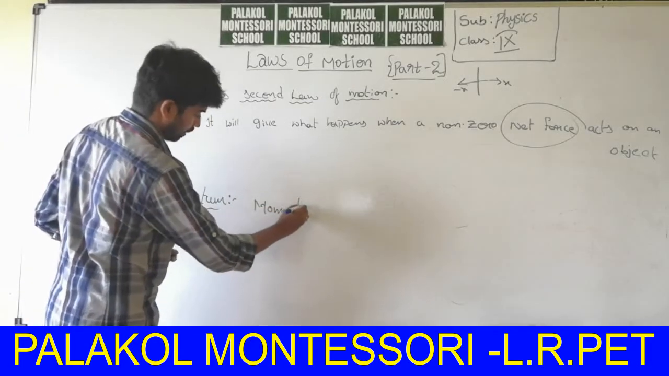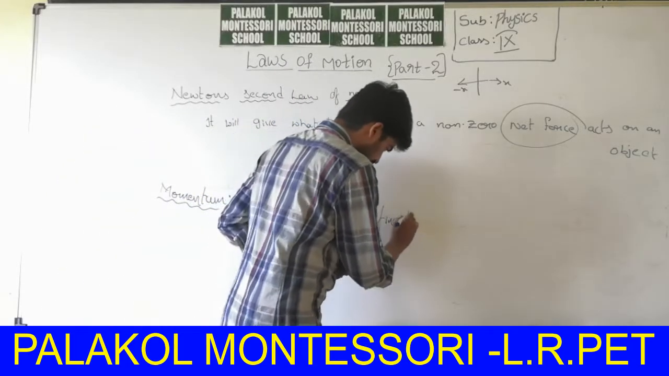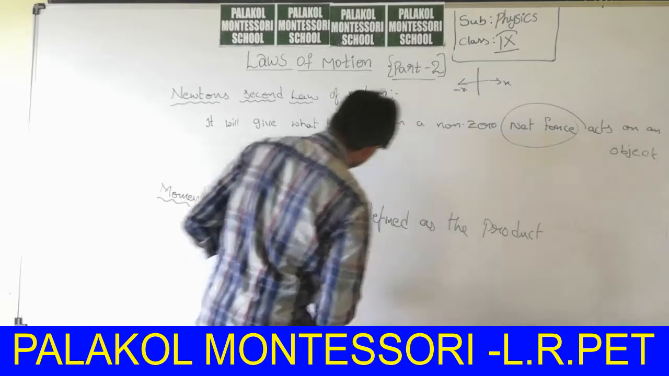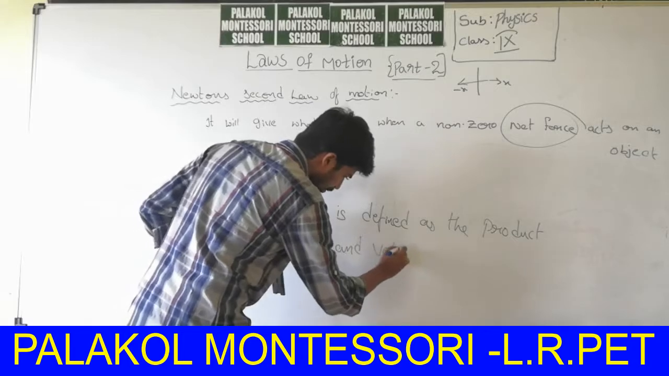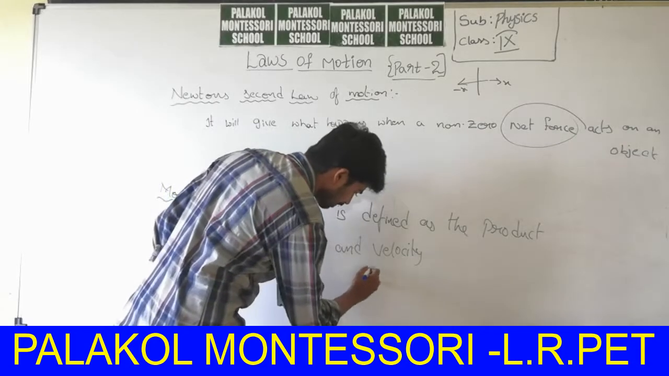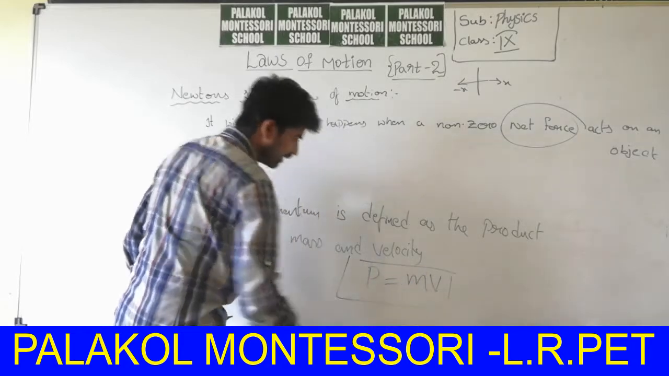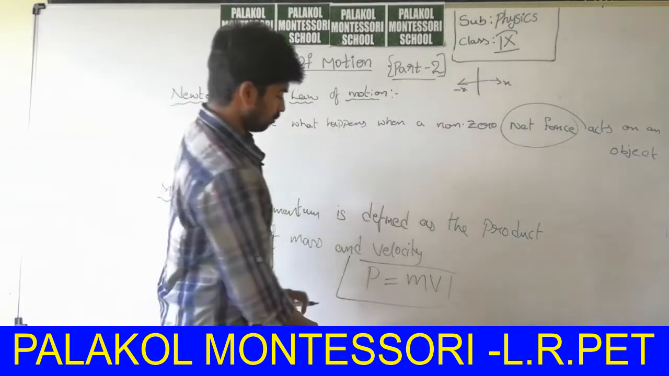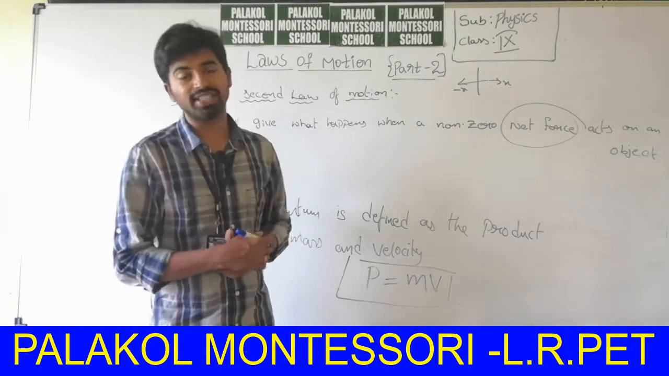Momentum is defined as the product of mass and velocity. Momentum is denoted with P. P is equal to m into v. Very, very important. P is equal to m into v. Here v is the velocity, the rate of change of displacement, and m is the mass, which gives the quantity of the substance.